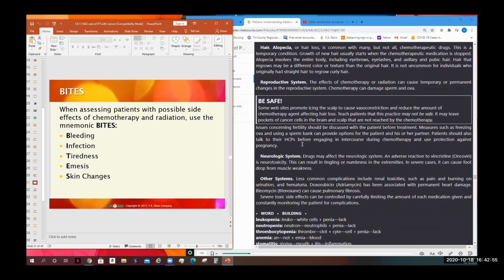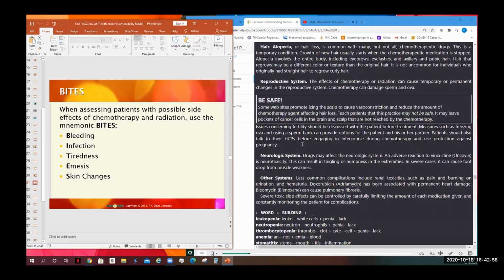Reproductive system. The effects of chemotherapy or radiation can cause temporary or permanent changes in the reproductive system. Chemotherapy can damage sperm and ova. Be safe. Some websites promote icing the scalp to cause vasoconstriction and reduce the amount of chemotherapy affecting hair loss. Teach patients that this practice may not be safe. It may leave pockets of cancer cells in the brain and the scalp that are not reached by the chemotherapy.